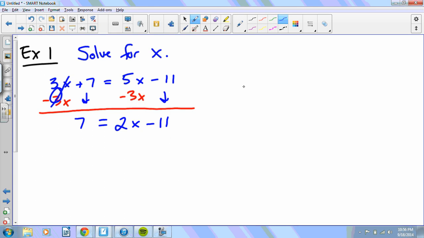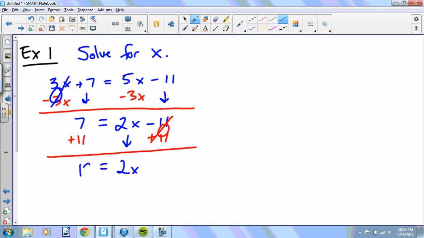That means I'm going to move my non-variables to the left. So here's my non-variable that needs to move over here. So I'm going to do minus 11. I'm going to add 11 to both sides. Okay, again, those cancel out over here. We bring down the variable. It hasn't been changed yet, so that's still 2x equals 7 and 11, you get 18.